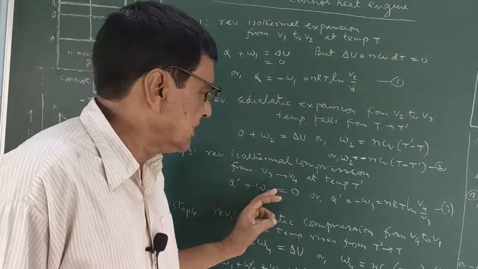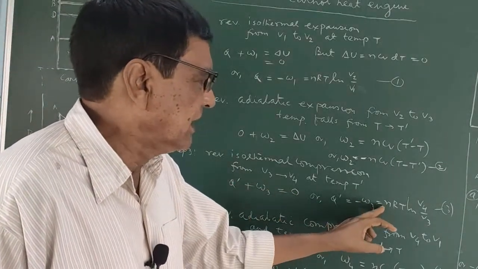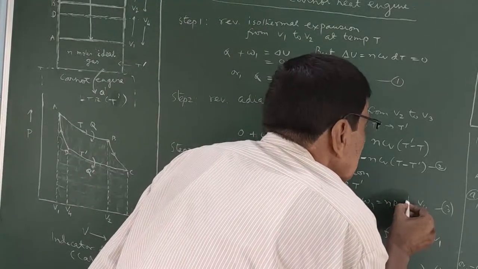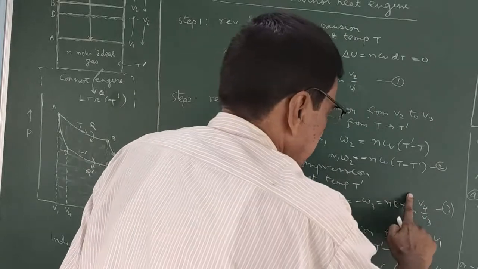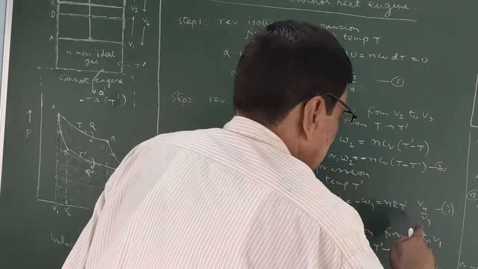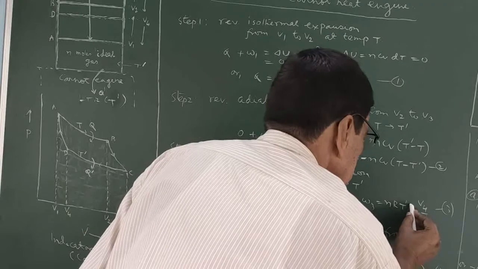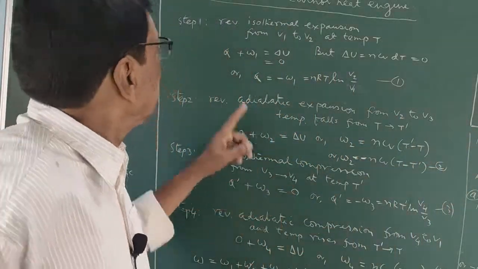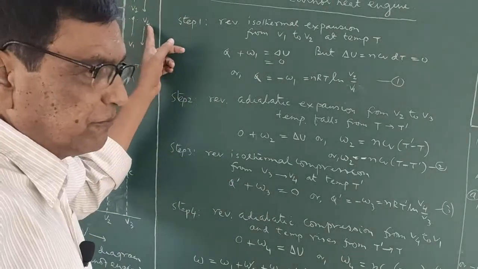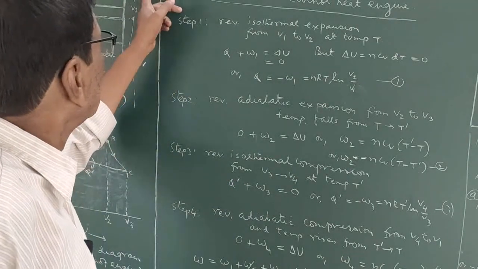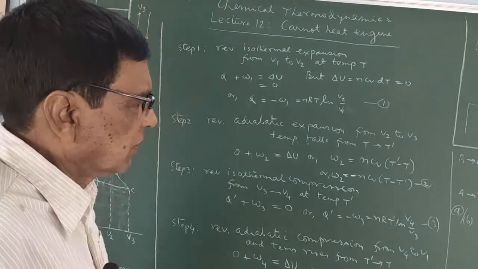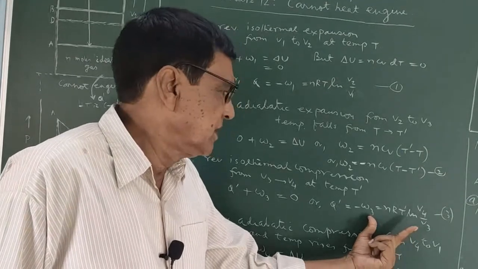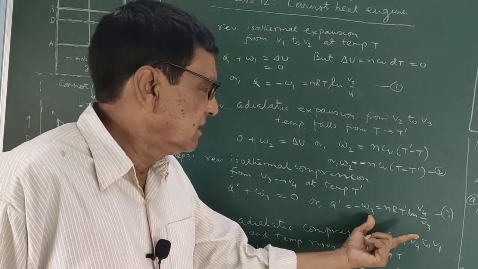So this Q dash equals minus W3 equals nRT dash ln V4, the final volume, over V3, the initial volume, and this is equation number 3. This is the magnitude of the work done in the third step.